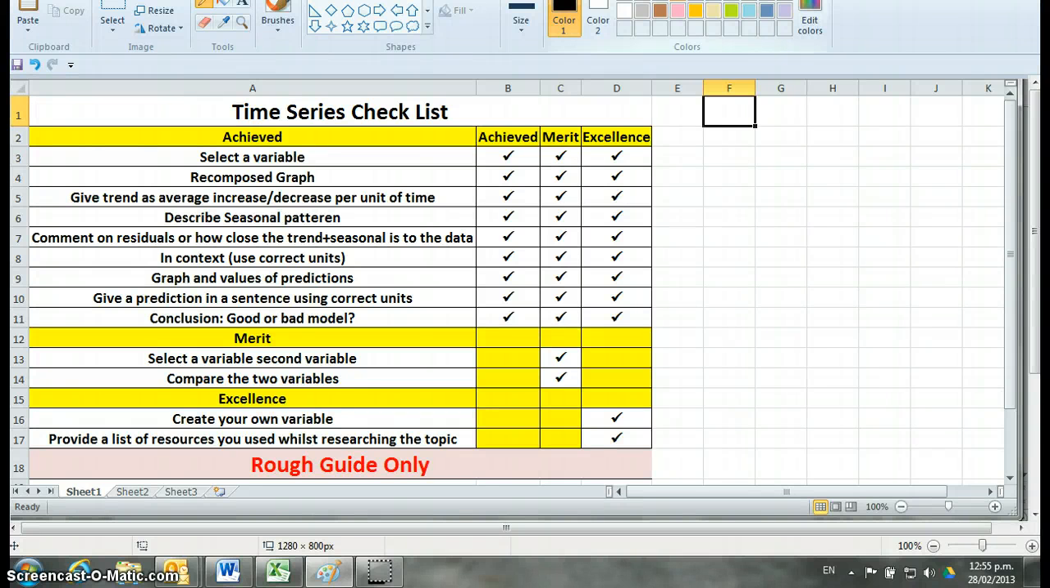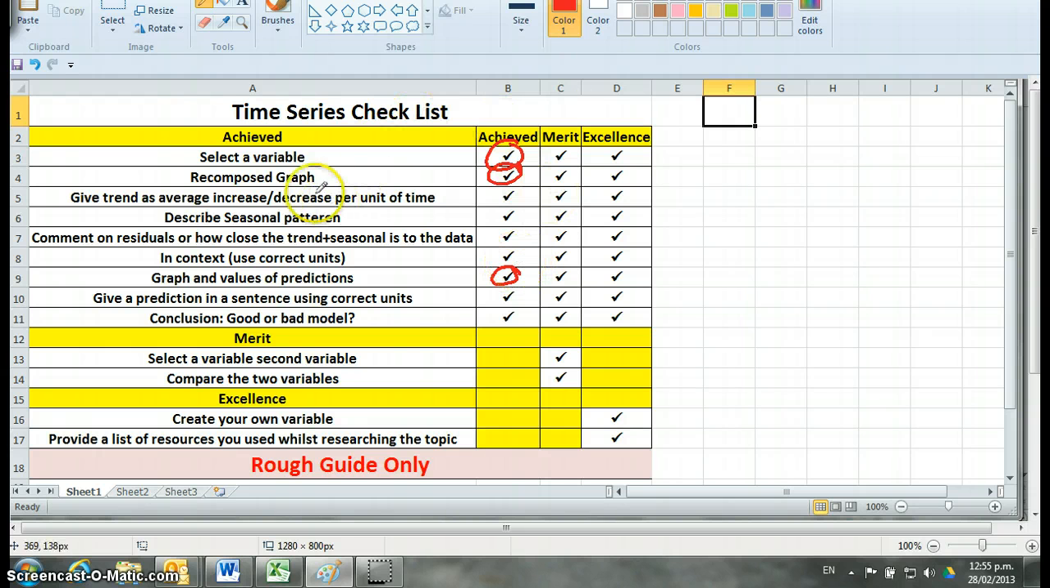Okay, here's an attempt by me to try and give you more of an idea of what you actually have to do. It's a rough guide only, so don't 100% rely on it. So you select a variable, and that's just where you're in the lab, you've given the data, you select it. You print the recomposed graph, and you also graph and values of predictions. Okay, so that's what you do in the lab.